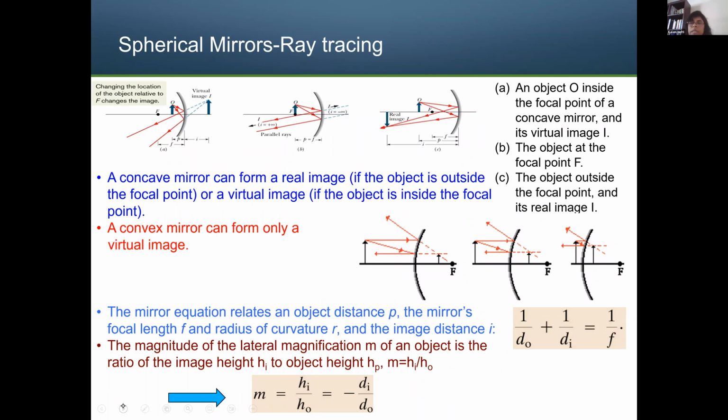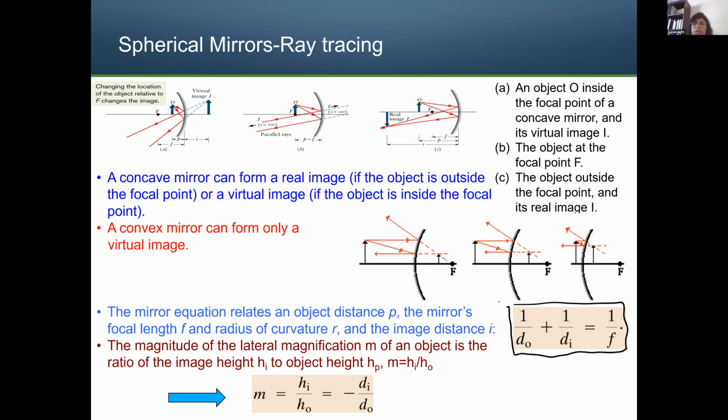It's very important that you practice it yourself to understand how to use the rays to locate the image. So now we're going to do it for the convex mirrors and concave mirrors. But before moving into that, I need to mention this equation.